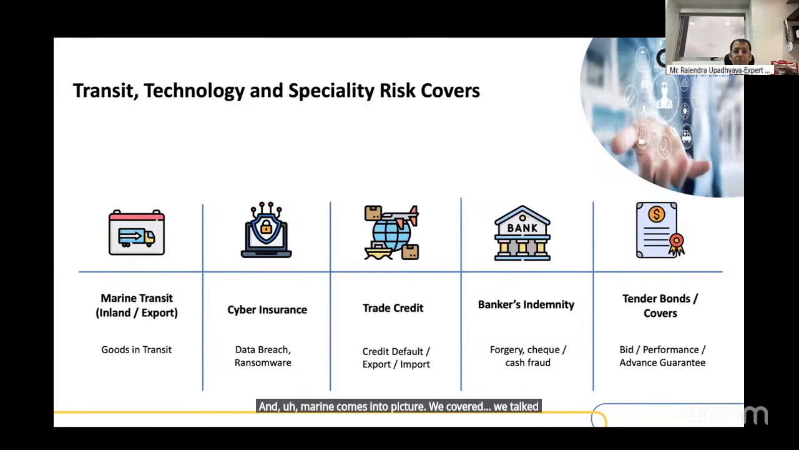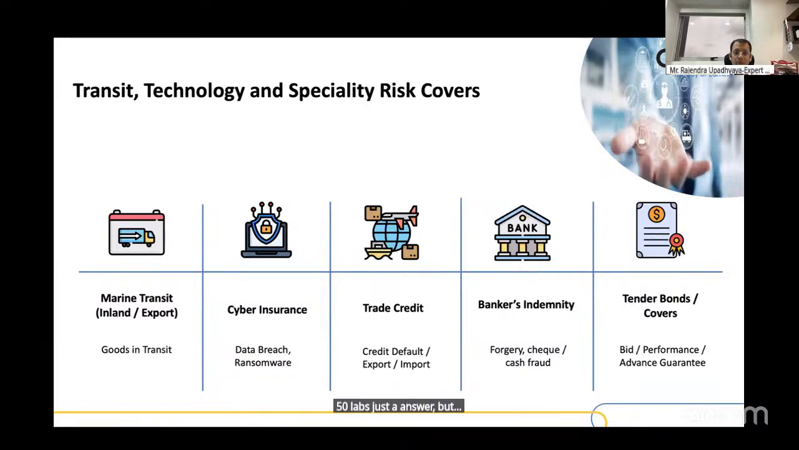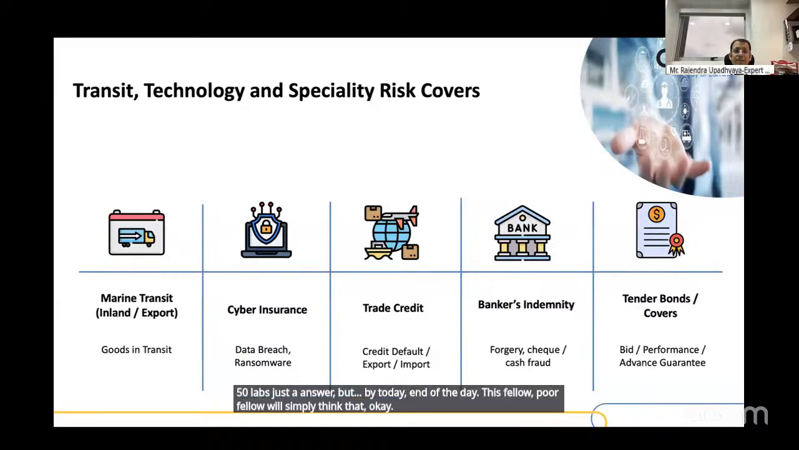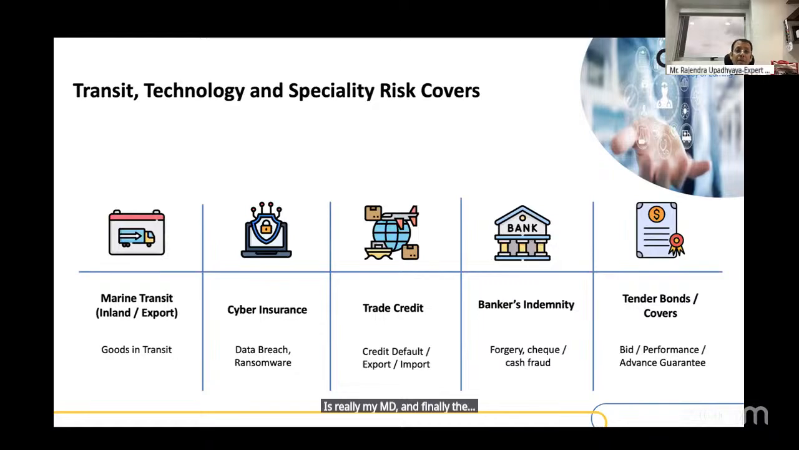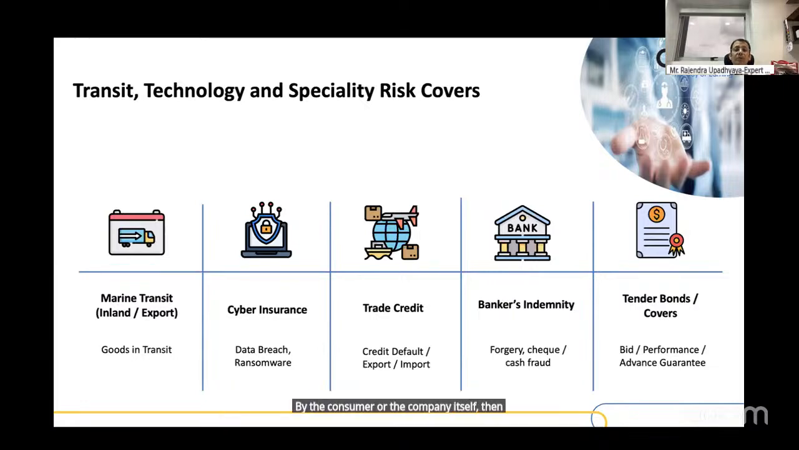We talked about cyber insurance, which is becoming an increasingly important cover to have. So any sort of fraud which happens to companies, we have seen a lot of cases where an email will come to the accountant from the MD or the CEO saying pay 50 lakhs to so and so party by today end of the day. This poor fellow will simply think that, okay, this is really my MD, and finally the money can be siphoned. So these are the kind of covers cyber insurance will allow. It also talks about any sort of data leakage for consumer companies, for software companies, if at all there's a data leakage, and that data leakage leads to any third-party claims by the consumer or the company itself, then the cyber insurance also comes as a protector.